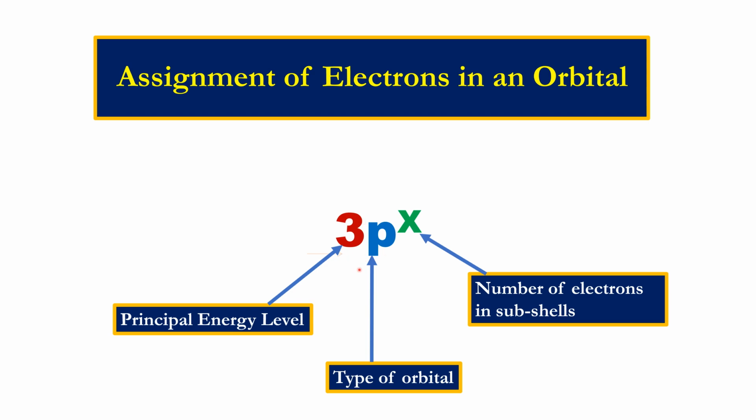So the number here, whether it is 2, 3, 4, or 5, represents the principal energy level. This letter represents the type of orbital. It could be S, P, D, or F. And this superscript represents the number of electrons in the subshell.